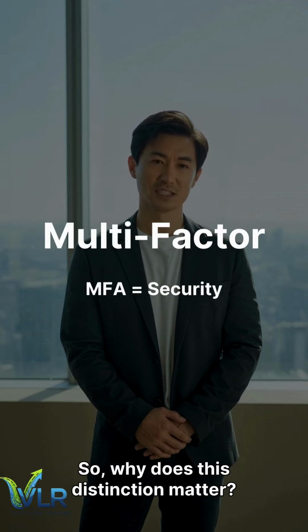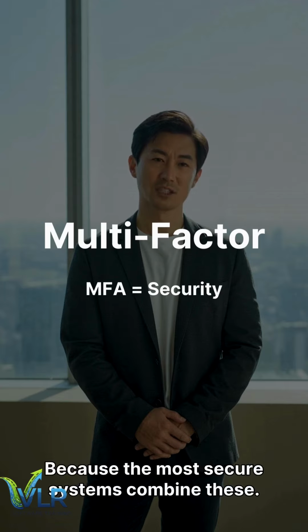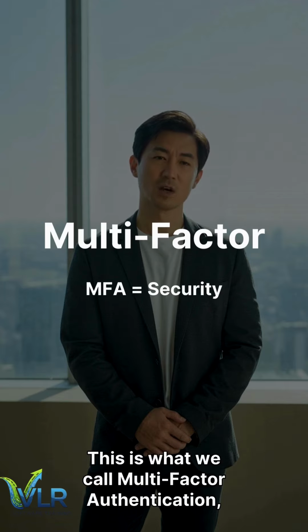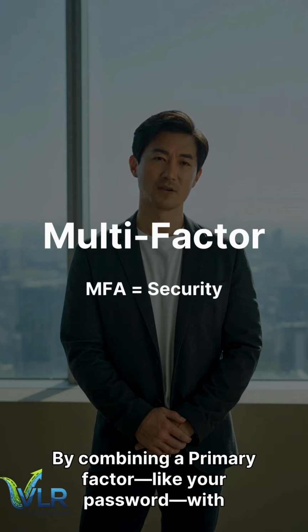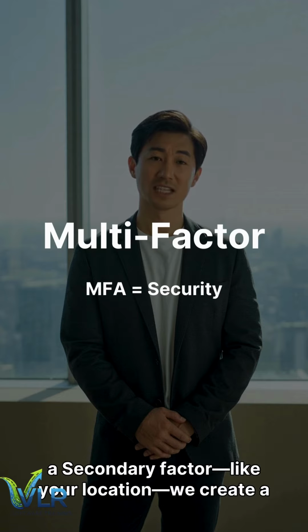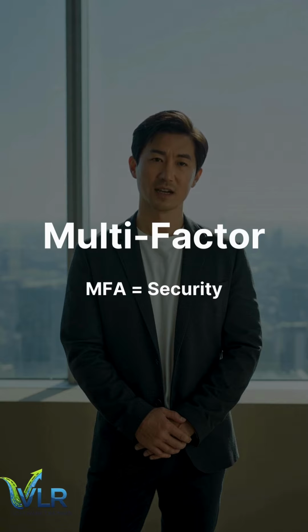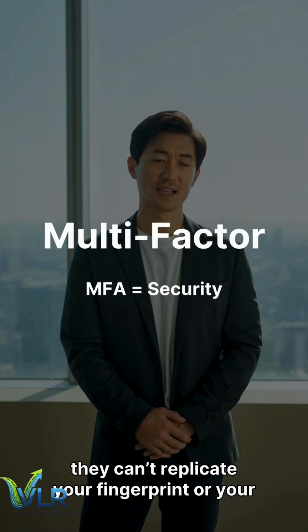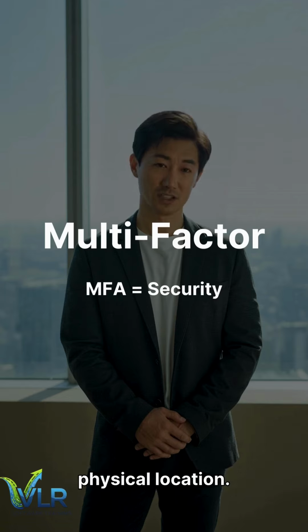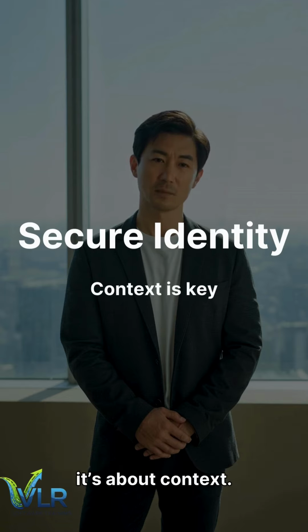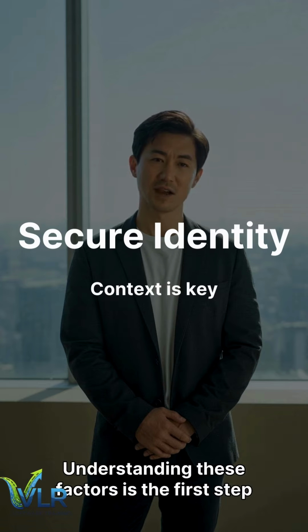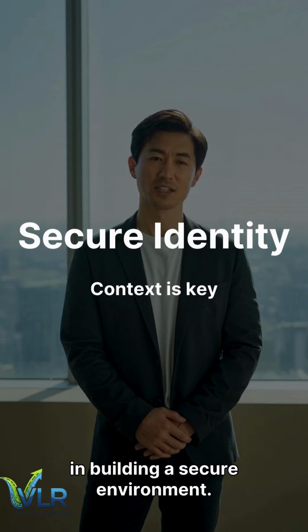So, why does this distinction matter? Because the most secure systems combine these. This is what we call multi-factor authentication, or MFA. By combining a primary factor, like your password, with a secondary factor, like your location, we create a layered defense. Even if a hacker steals your password, they can't replicate your fingerprint or your physical location. Authentication is no longer just about secrets, it's about context. Understanding these factors is the first step in building a secure environment.